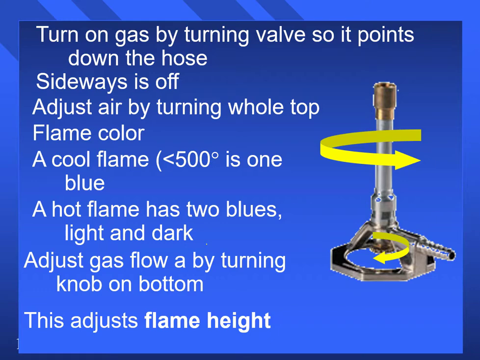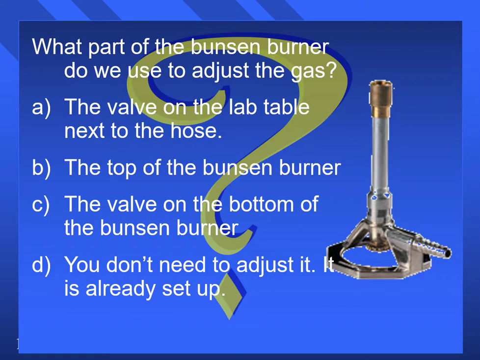So, tell me, what part of the Bunsen burner do we use to adjust the gas? Is it A, the valve on the table next to the hose? B, the top of the Bunsen burner? C, the valve on the bottom of the Bunsen burner? Or D, you don't need to adjust it, it's already set up? Hey, which one? What am I trying to adjust?